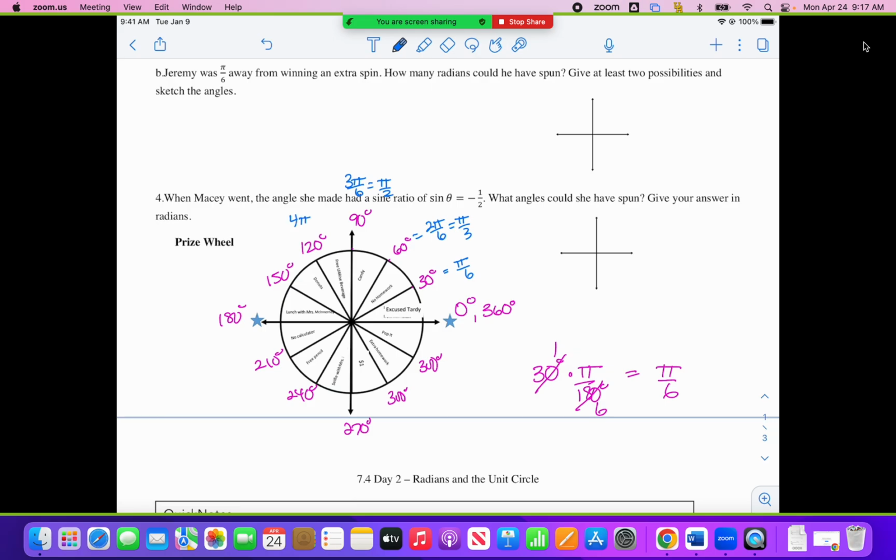I have 4 pi over 6. What does that reduce to? 2 pi over 3. Then I have 5 pi over 6. I have 6 pi over 6, which is pi. I'm going to pause and give you a head start, and you do the bottom rotation.